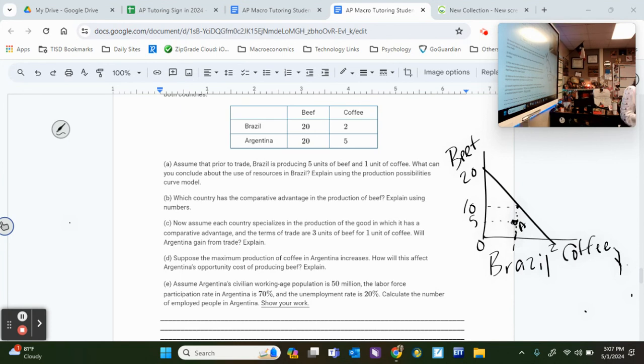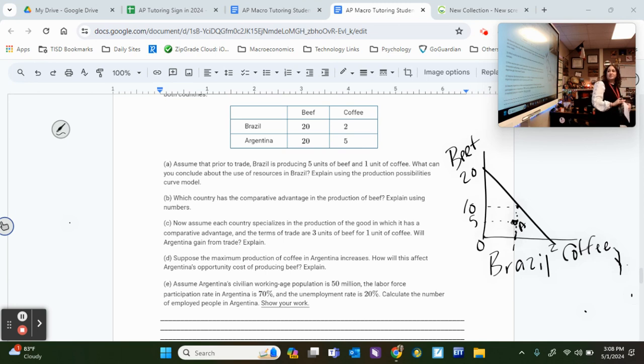So you have to say, that is underneath their PPF curve. Therefore, they're not using all of their resources. They're being inefficient, possibly in a recession. Can I just say PPF? You can abbreviate PPF. You can abbreviate PPF and aggregate supply demand, but try to really eliminate abbreviating maybe interest rates. Don't, because it could be inflation. So if it's pretty obvious, you can.